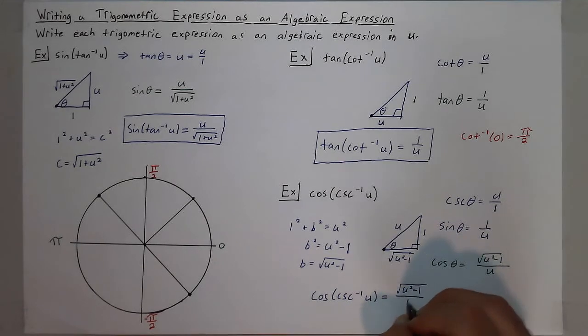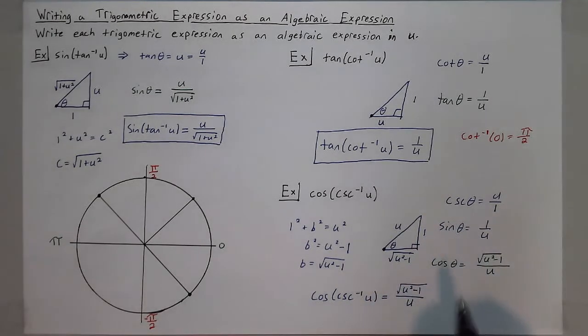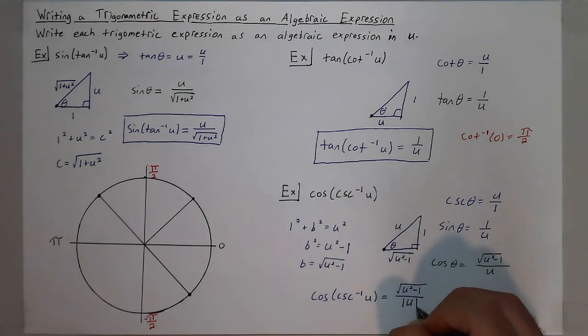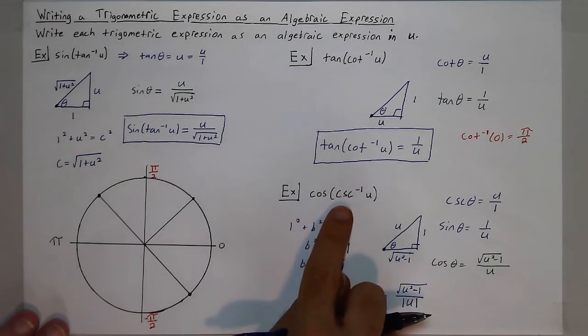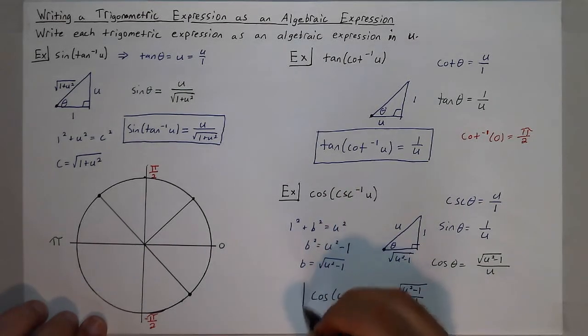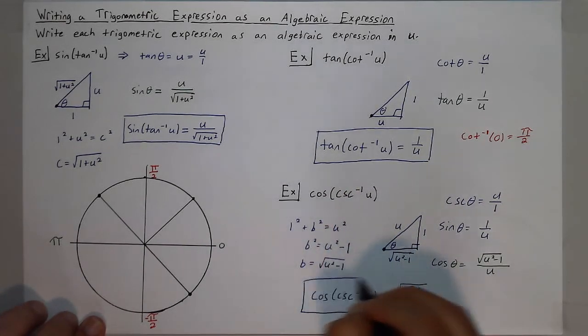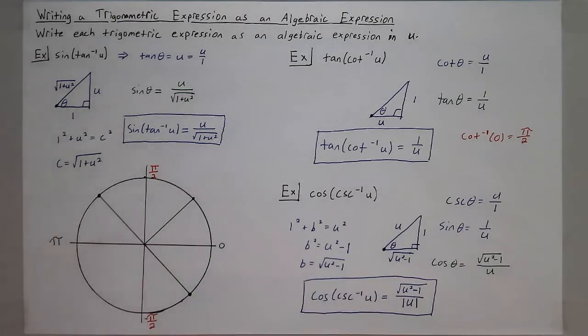And now we'll come back to what I mentioned earlier, that cosine has to always be positive. This expression has the potential to be negative, not with the square root, because that can only be a positive number, but this u in the denominator. The easy fix for that is just to put that u in absolute value. So now the expression is positive. So the answer for cosine of cosecant inverse of u is the square root of u squared minus 1 all over the absolute value of u. And that is how you write a trigonometric expression as an algebraic expression.